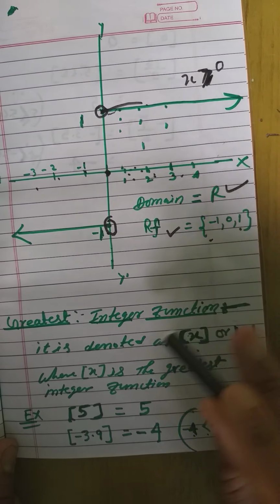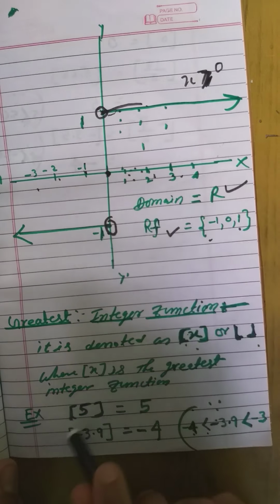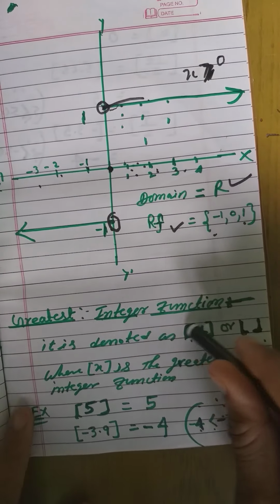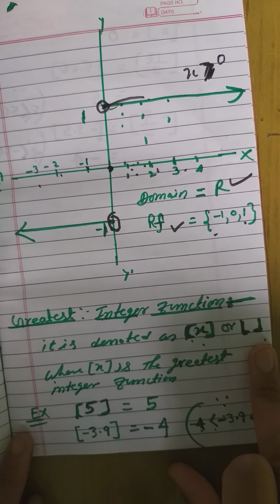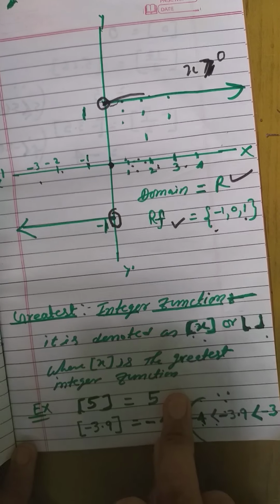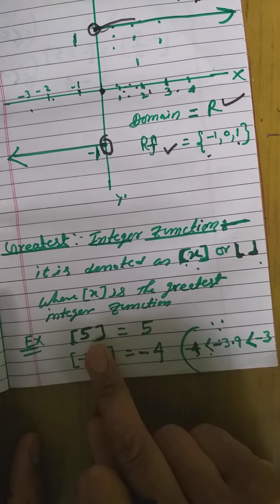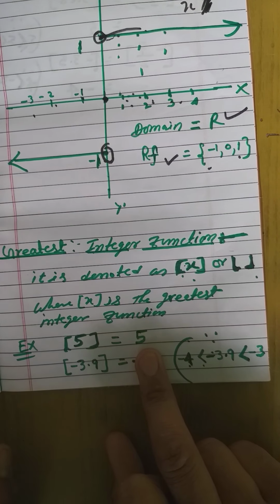Now come to the next one, the greatest integer function. The greatest integer function always gives an integer value, the lowest integer value of the interval. It is denoted by the greatest integer sign, and this is the greatest integer function. Let us see with the help of this example.